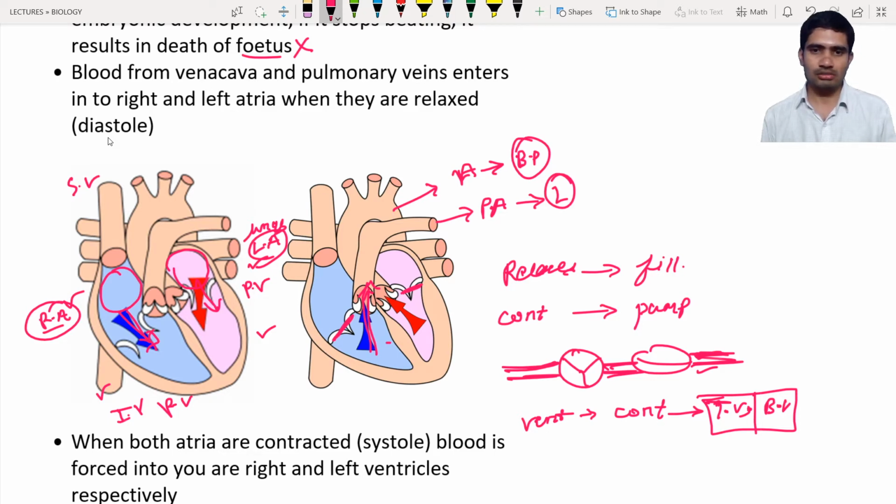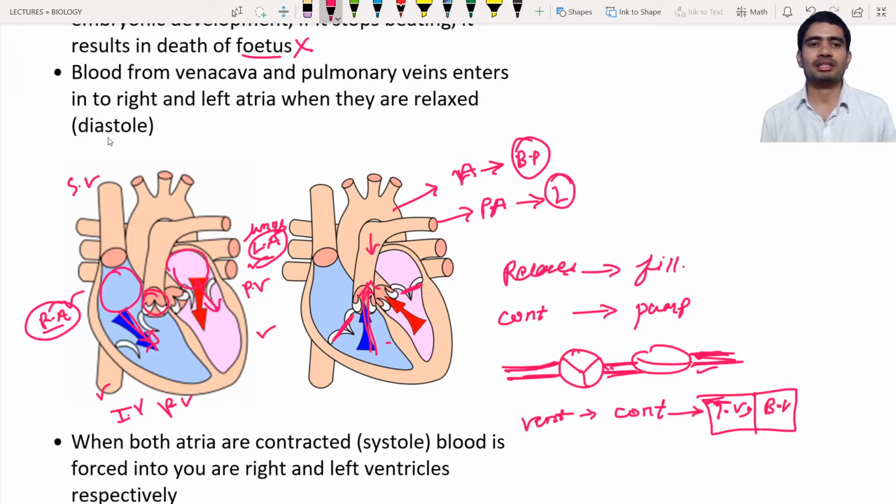Again, the ventricle has to contract. Why? Because there is no blood. So what will happen? Now the blood which is present in these blood vessels, like the pulmonary artery and also the aorta, will try to come back into the ventricles. It should not happen. So this is one of the reasons you can see here that these valves are going to close.